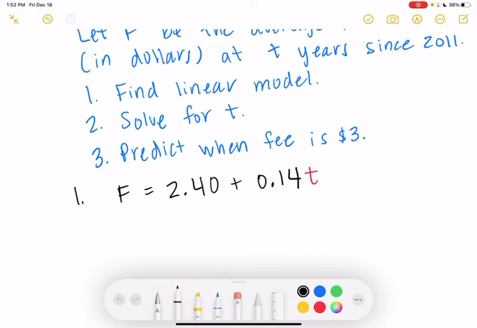All right, so the very first thing is to find that linear model. So I have the linear model, F, so the fee equals the initial fee of that $2.40 plus, because it said it was increasing by 14 cents for every year, so 14 cents times the year. Okay, so now the next part is to solve for t. So if you did not do that yet, go ahead and hit pause again and solve for t. If you did get this far and you kept going, keep watching.